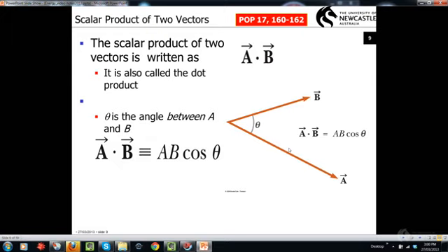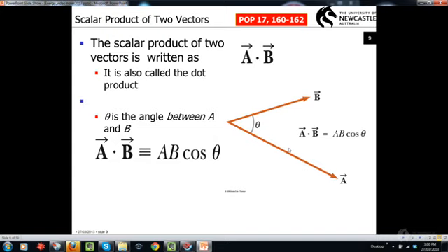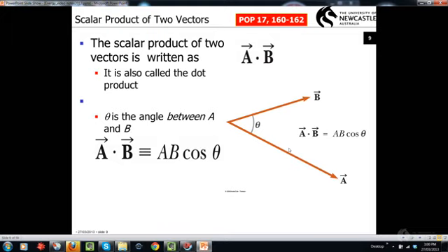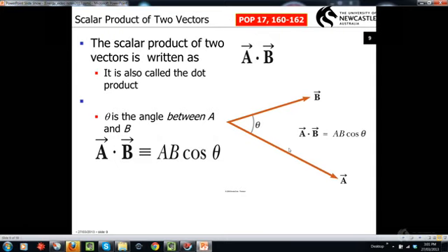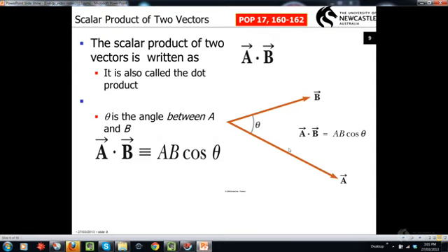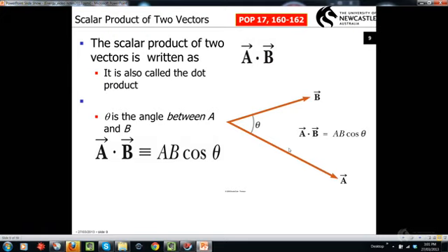So that brings us to dealing with how do we multiply vectors. It turns out there are 2 types of multiplication for vectors. One is called the scalar or dot product, and that is a multiplication of vectors that gives us a scalar result. The second way to multiply vectors is called the vector or cross product, and that gives us a vector result. To begin with, I'm going to talk only about the scalar product.